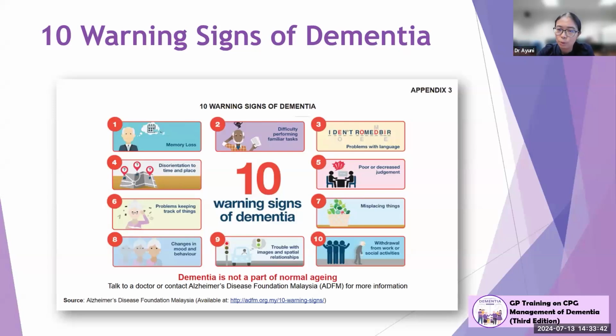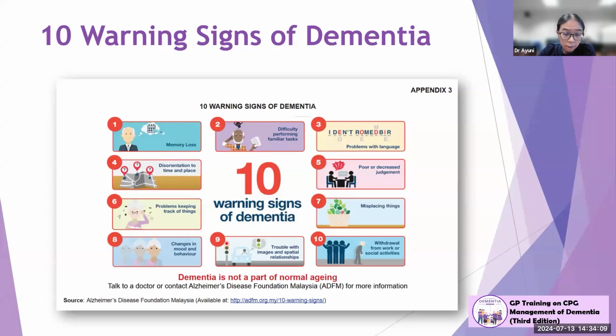Then this will lead to sometimes them accusing people of stealing their things, stealing their money, because they cannot find it. So it leads to changes in mood and behavior. Sometimes changes in mood and behavior are also a warning sign of dementia. They become very moody, very sensitive, irritable, or they become very quiet. Previously a very friendly and cheerful person, now becomes very quiet. So change of mood or behavior is also a warning sign.